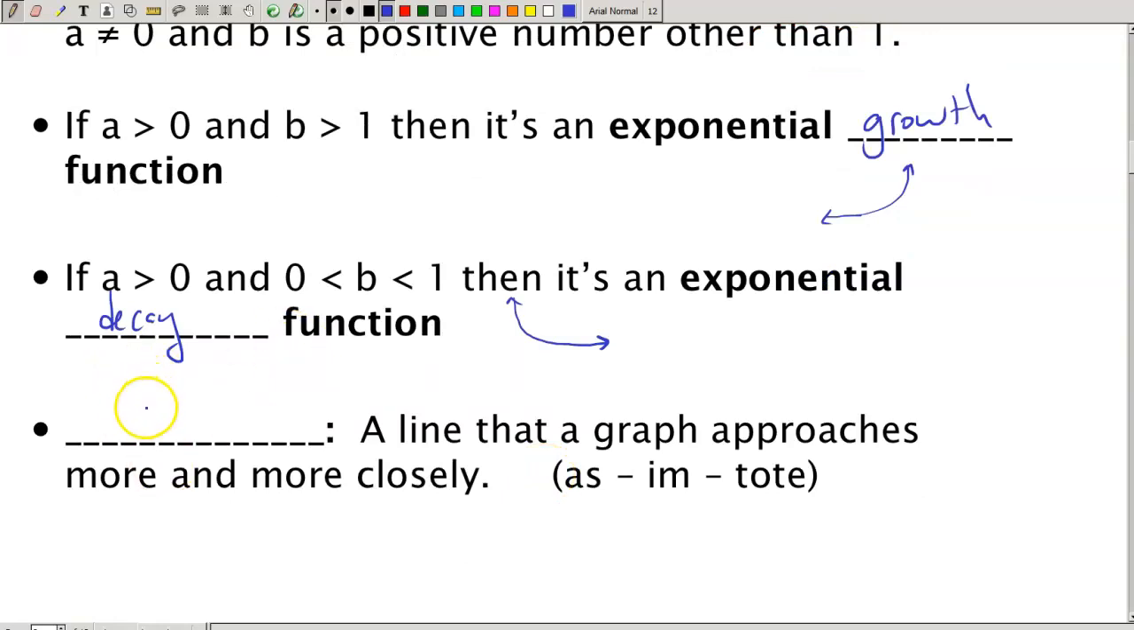The last vocab term is asymptote. An asymptote is a line that a graph approaches more and more closely. So we'll talk about that in our graphs.